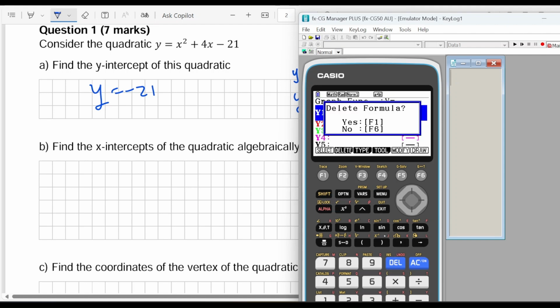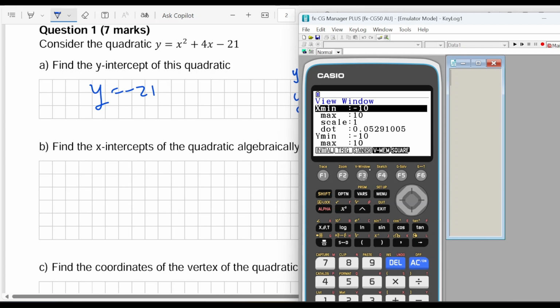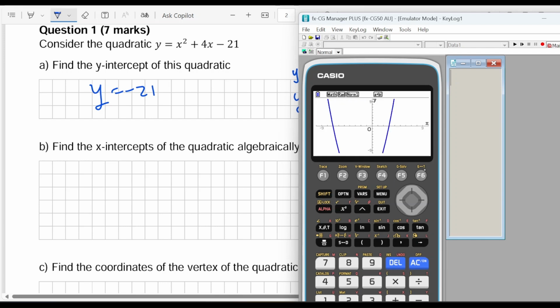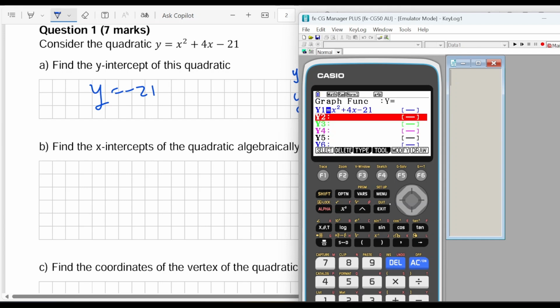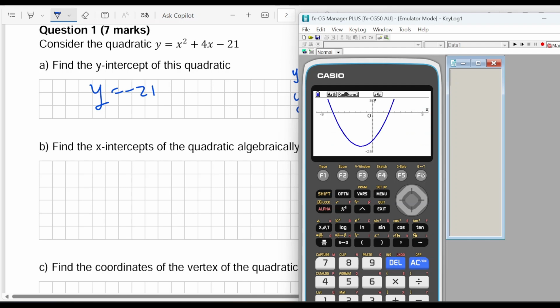So let's delete out that old graph, and we're looking at x squared plus 4x take 21. Alright, we draw that graph. The window is pretty terrible. You can just hit standard here to put it back to your normal window, and there we go. And I might need a bit lower, so I'm going to go down to this y value and change it to maybe minus 30, something like that. There we go, it looks pretty good.